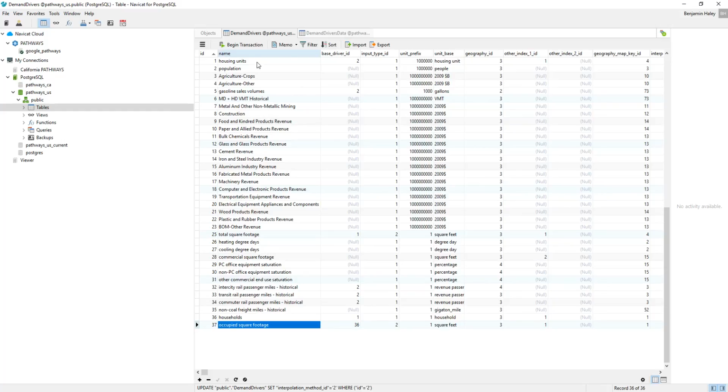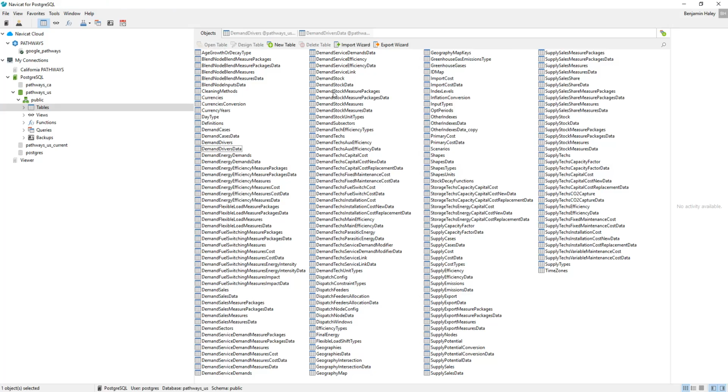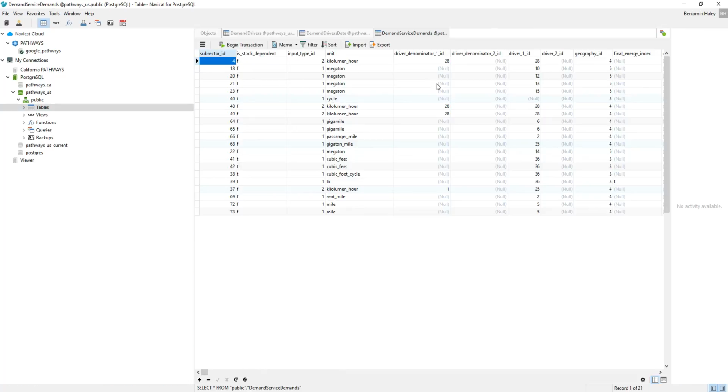So for example, if population is used in, let's go to demand service demand, see if population is used anywhere. Yes, for example, in passenger seat miles, in the aviation subsector, it has an underlying driver of population. And so if you added a new driver, say driver 99, that was population high, you would actually need to edit it here so that it's using the appropriate driver. So that's a different way of performing this sensitivity.